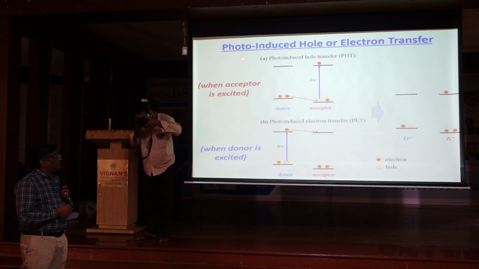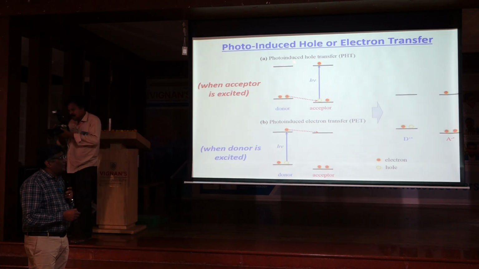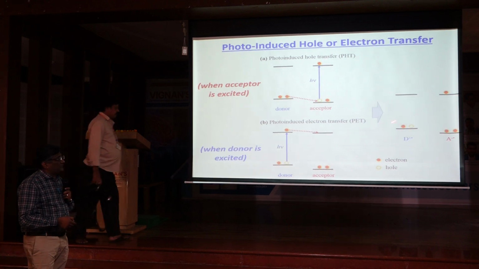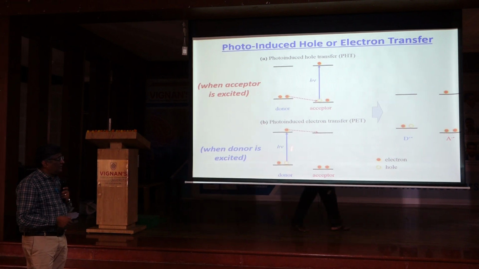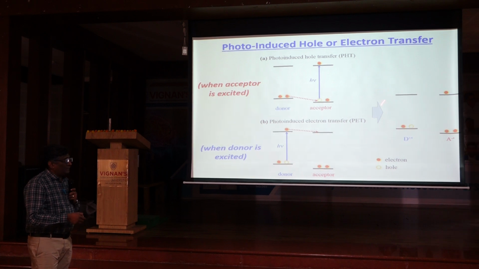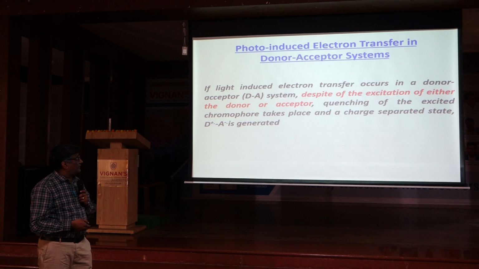So we talk about photo-induced hole or electron transfer, where you can actually excite the donor or acceptor, it doesn't matter. In this case, you are exciting the acceptor, and there will be electron transfer. You will end up with donor cation radical and acceptor anion radical. Or when you excite the donor, this gets excited and the electron is donated to the acceptor, but the product is the same. It's a donor cation radical and acceptor anion radical.